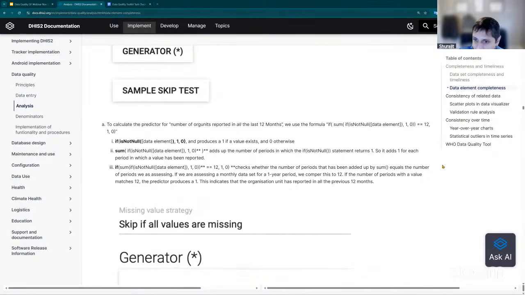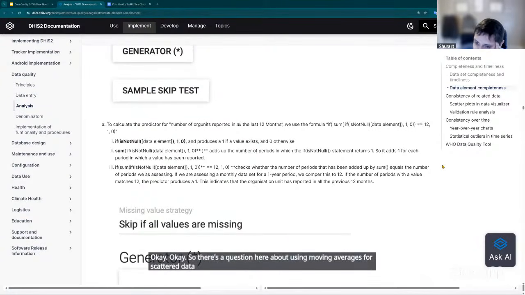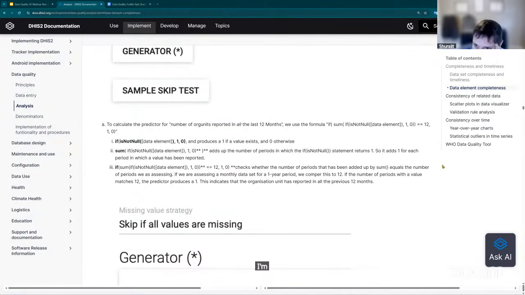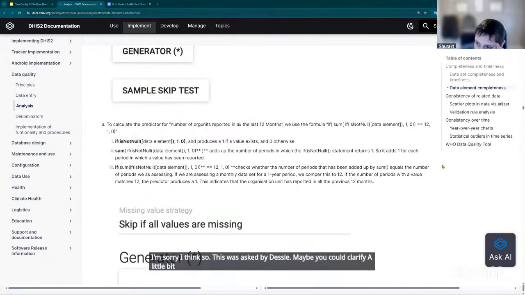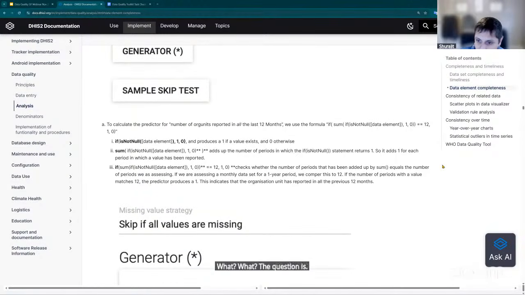Okay, so there's a question here about using moving averages for scattered data in a line graph. This was asked by Desi. Maybe you could clarify a little bit what you would like to see here. I'm not exactly sure what the question is. I'll look at some other ones.